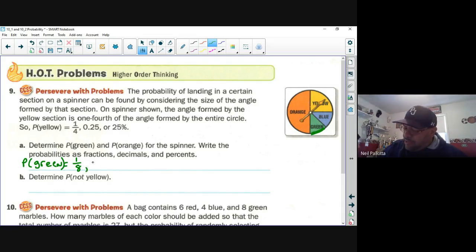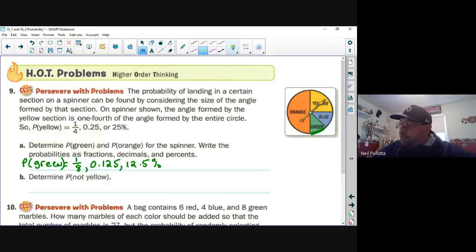And 1/8 we know is 0.125, because I've made you memorize it all year. And we know that that's 12.5%. We're also asked for the probability of orange.